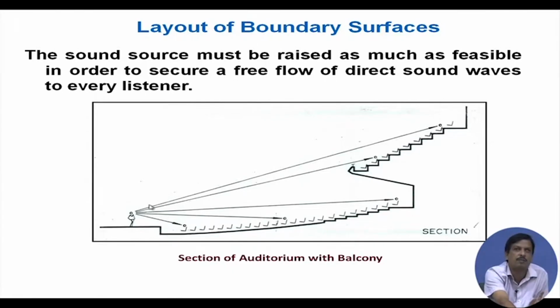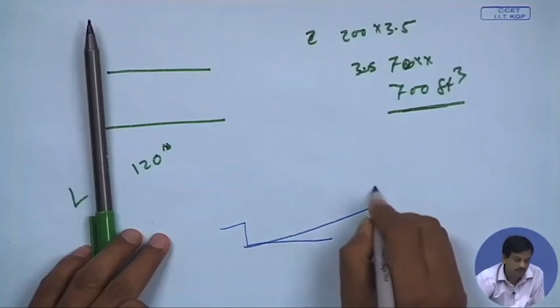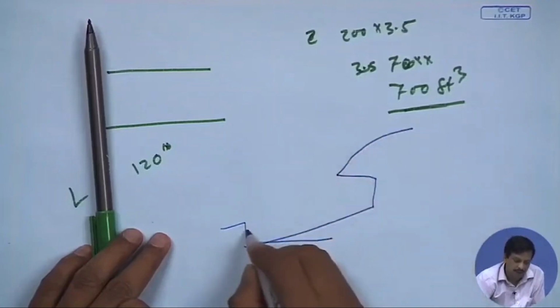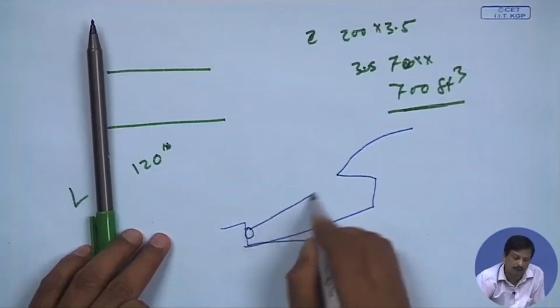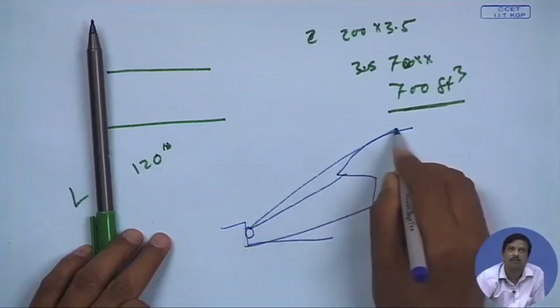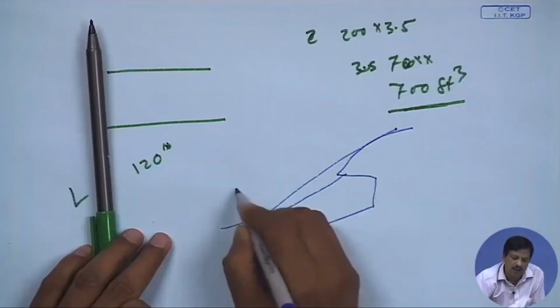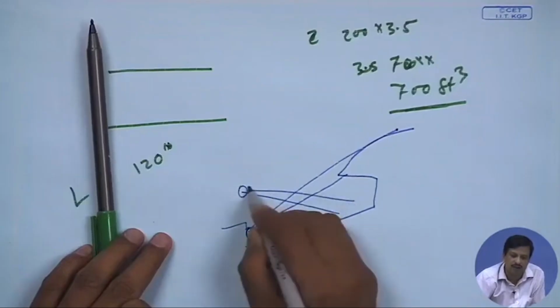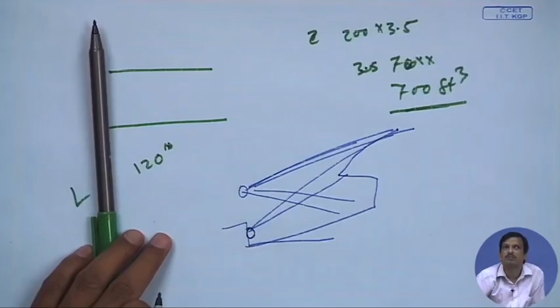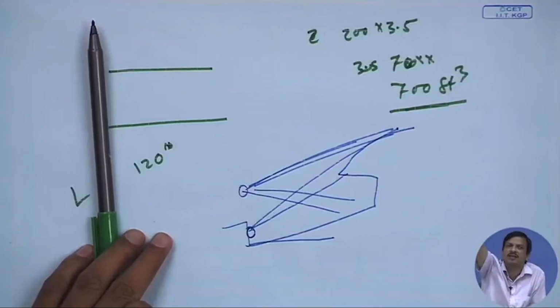It should be raised as much as possible, so that the direct sound has a direct link with the last seat of the balcony. I have to see that if I put the box in here, let us say I design an auditorium like this, and this is the balcony, and I put the loudspeaker in here. What will happen? There is no direct sound to this seat. So, this will affect it. So, I raise the loudspeaker in here, so that the sound comes here and here also, as much as possible, so the direct sound reaches the last seat of the balcony.